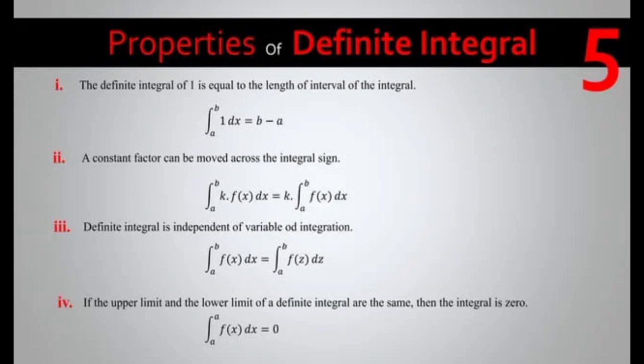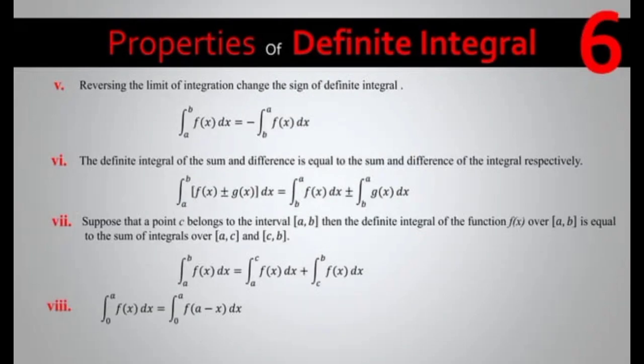Properties of definite integral. The definite integral of 1 is equal to the length of the interval of the integral. A constant factor can be moved across the integral sign. The definite integral is independent of the variable of integration. If the upper limit and lower limit of the definite integral are the same, then the integral is 0. Reversing the limits of integration changes the sign of the definite integral.